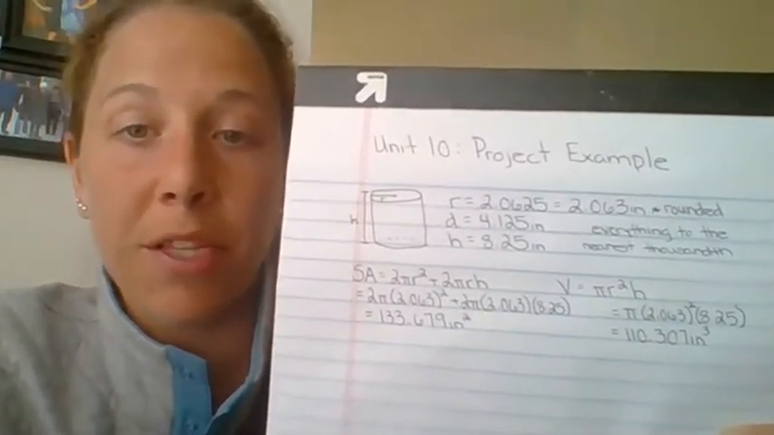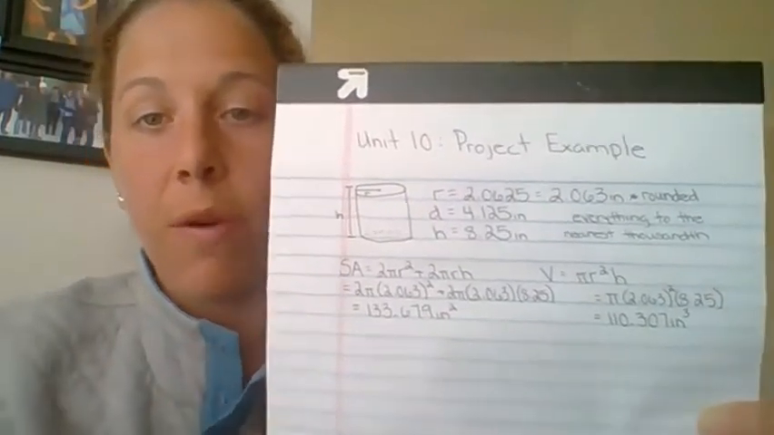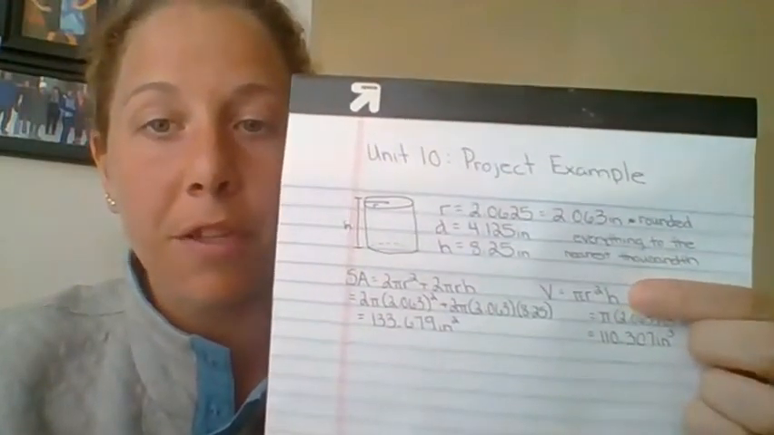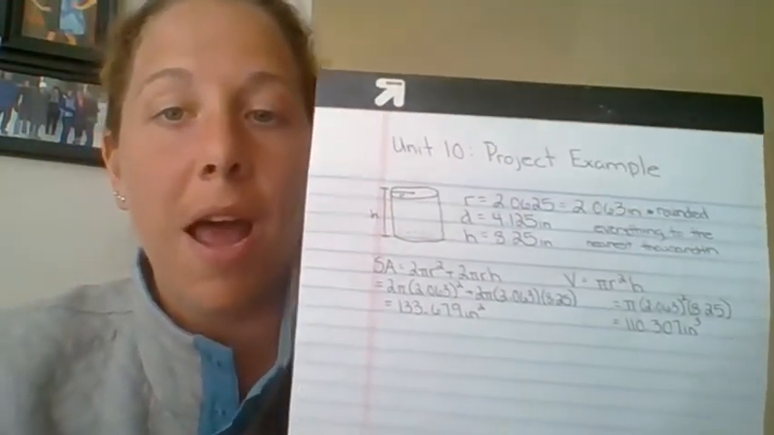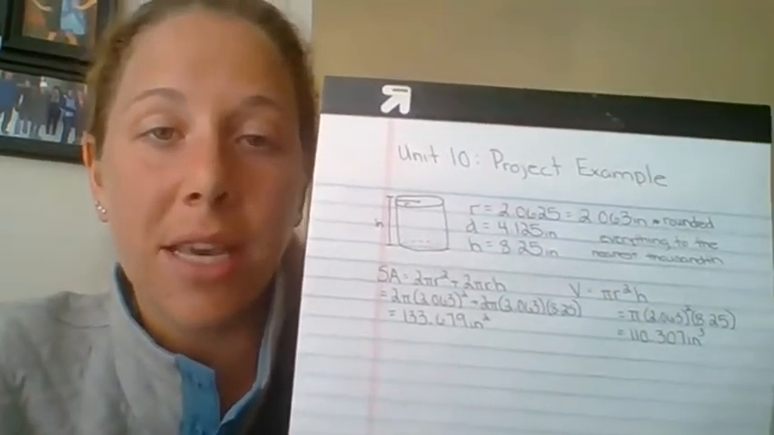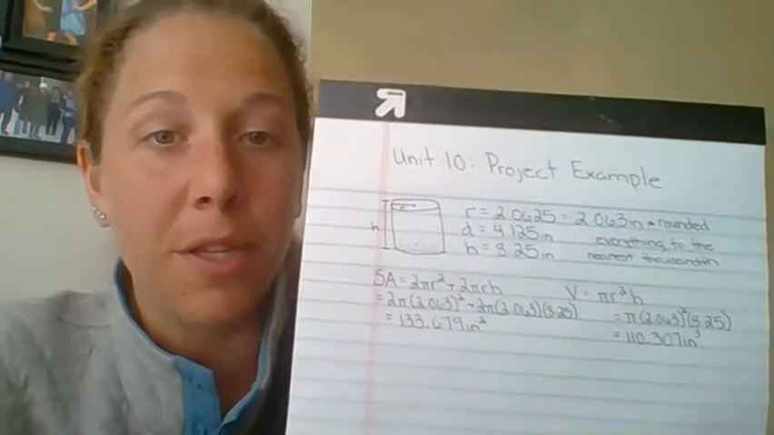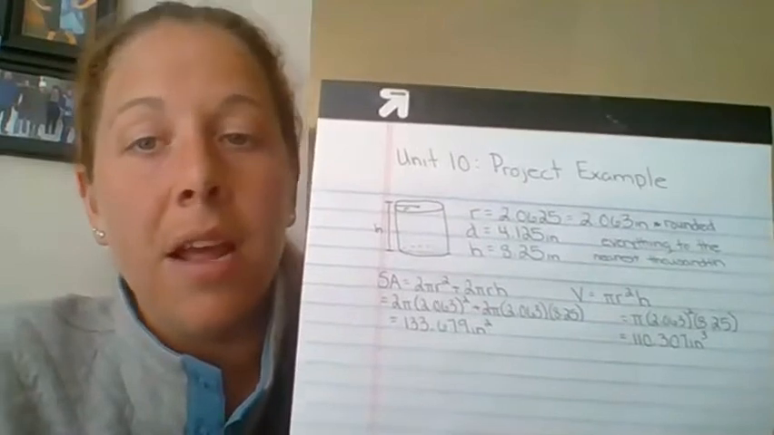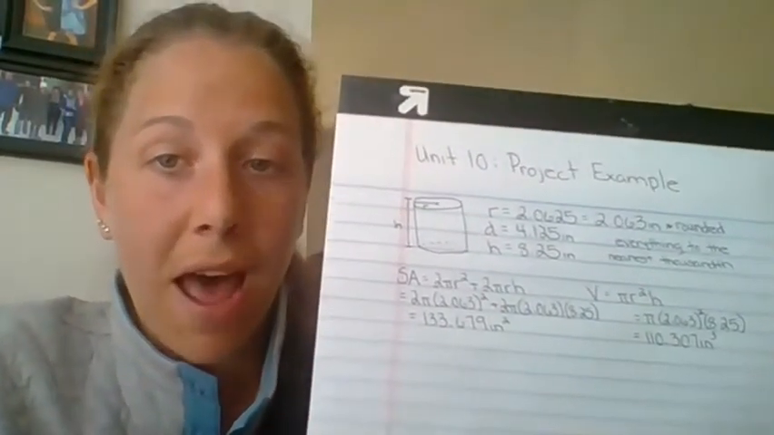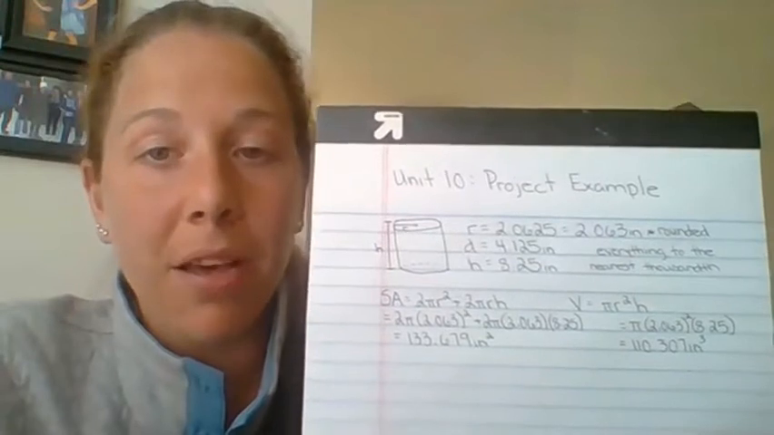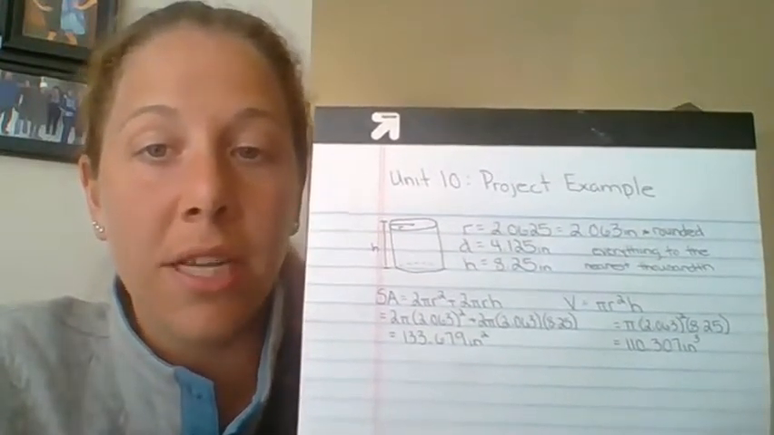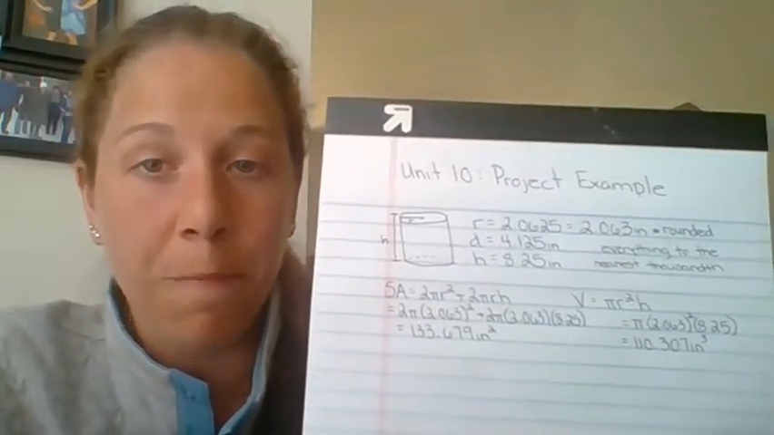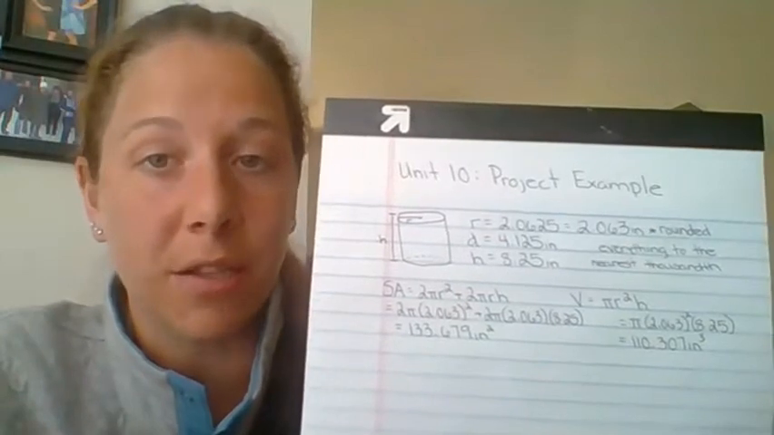Okay, once I was done with my surface area, now I need to do my volume. Here's my volume over here on this side of my piece of paper. My volume formula is up here, where it says volume equals pi r squared h. Then I did the exact same steps that I did with surface area. I substituted in my r, which was 2.063 for my radius. Then I substituted in 8.25 for my height. And then I took my calculator and did those calculations. So 110.307 inches cubed. Remember, since we were talking volume, volume is cubed and surface area is squared.